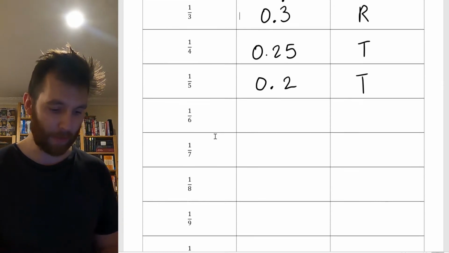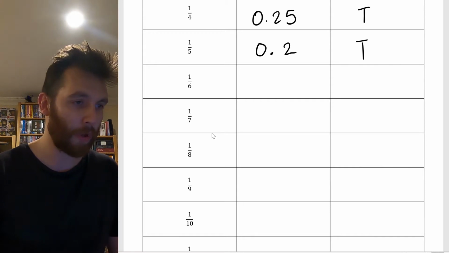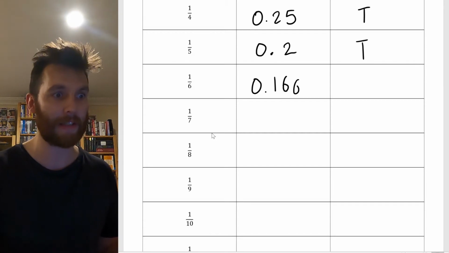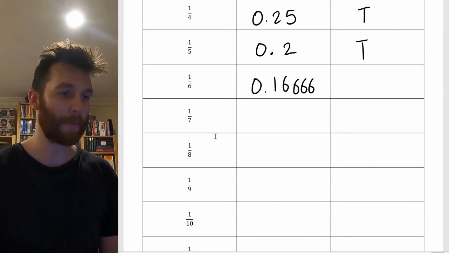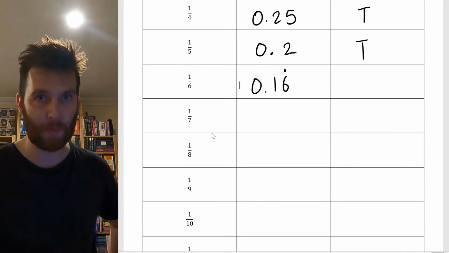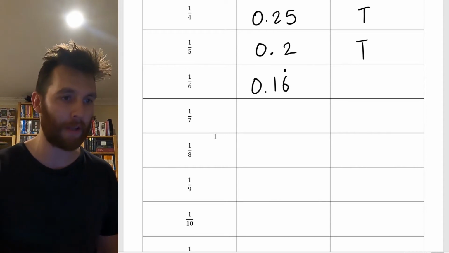1 over 6 is a little different. If you type this into your calculator, you'll get 0.16, and then that 6 will keep repeating forever. So 6, 6, 6, 6, 6. So we do something similar with this answer. We want to put that dot above the 6 to show that that number 6 is recurring. So it's not 1 6 that repeats, it's just the number 6 that's on there. So that's going to make that a recurring decimal.